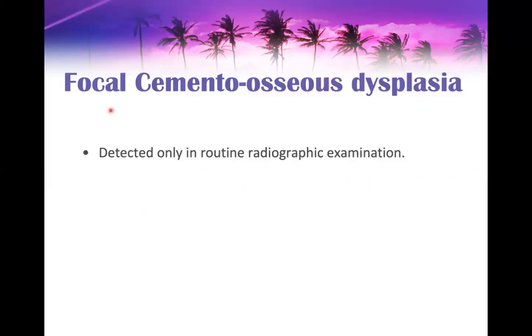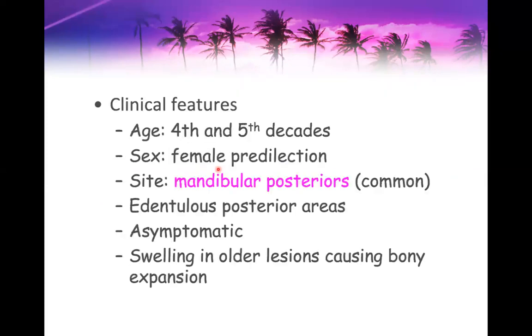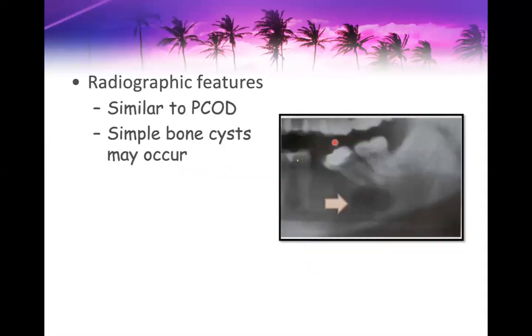The second one is focal cementosseous dysplasia. It is detected only in routine radiographic examination. The clinical features are somewhat the same as those of periapical osseous dysplasia. The age is the 4th and 5th decades, with a female predilection, but the site is mandibular posteriors, whereas in periapical osseous dysplasia it was mandibular anteriors. Even though it is in the mandibular posteriors, it is in the edentulous posterior area, asymptomatic, and there will be swelling in older lesions causing bony expansion.